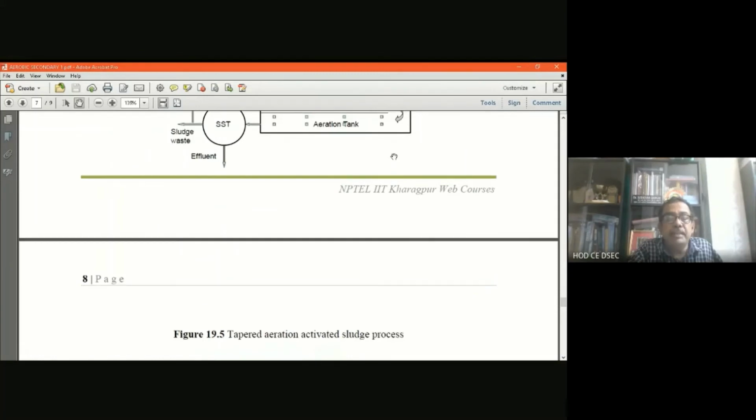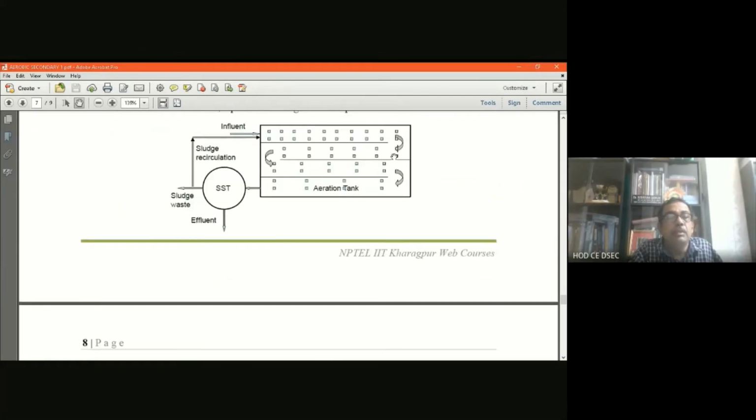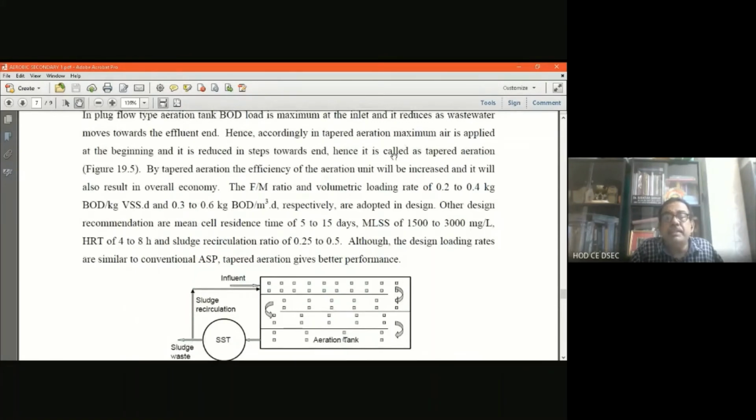Okay, the tapered aeration activated sludge process I am just showing you. By tapered aeration, the efficiency of the aeration unit will be increased, and it will also result in overall economy, because the aeration requirement throughout may not be equal. So we can reduce cost by reducing the aeration in steps in the aeration unit. So the F/M ratio and the volumetric loading rate: what is the F/M ratio kept in this type of situation? 0.2 to 0.4 kg BOD per kg VSS, and the volumetric loading rate maintained is 0.3 to 0.6 kg BOD per meter cube of tank.